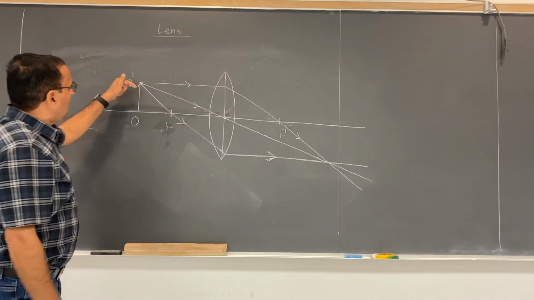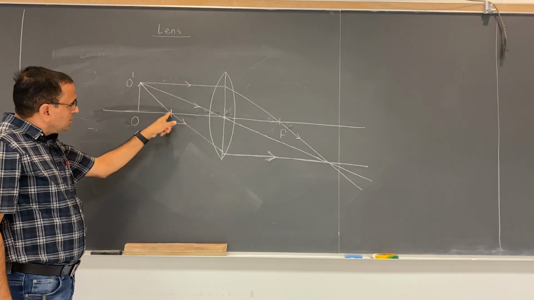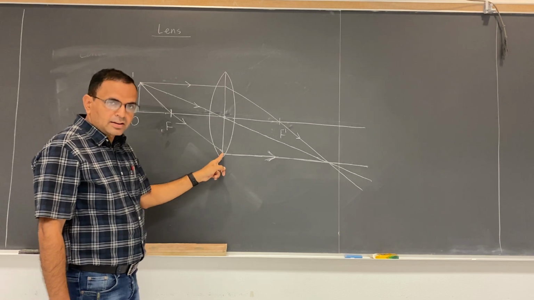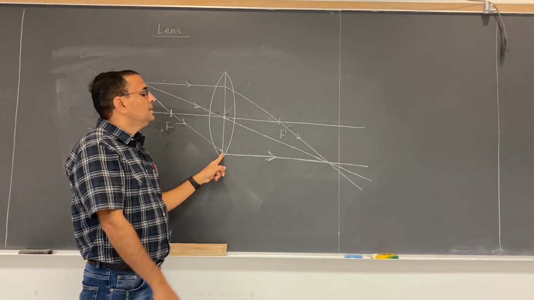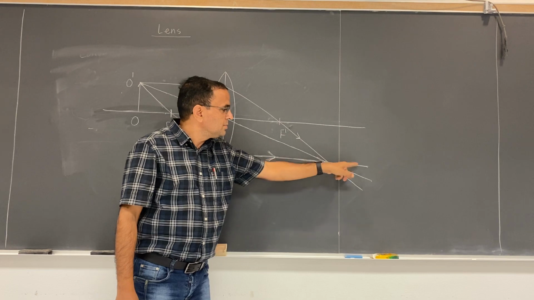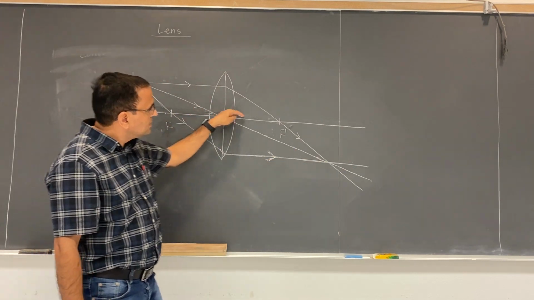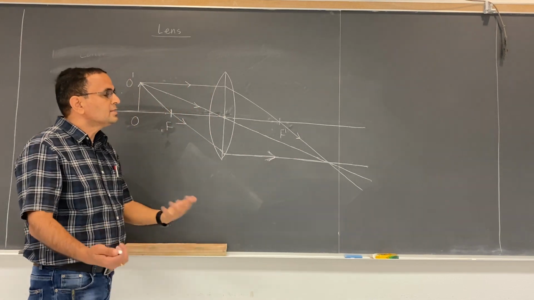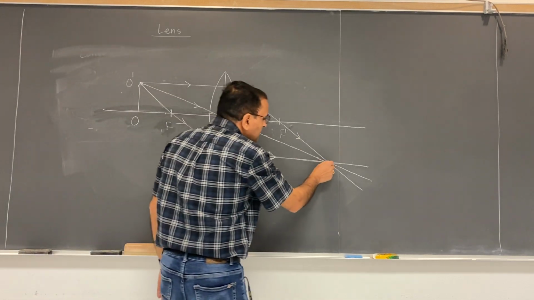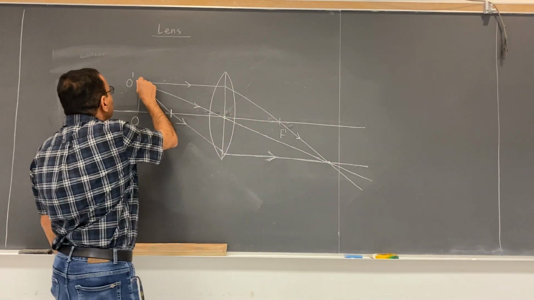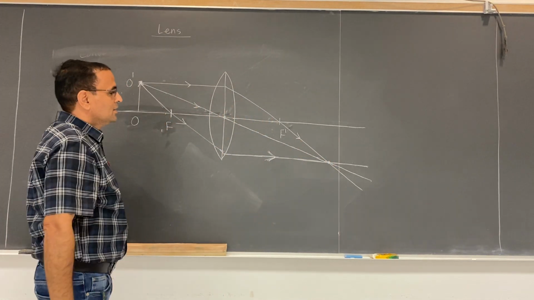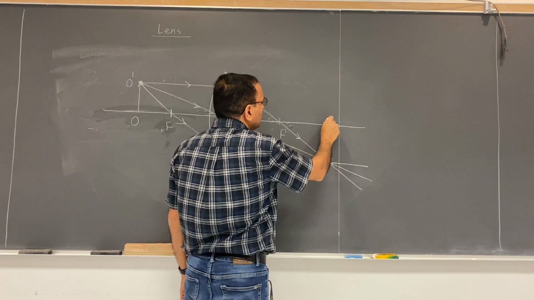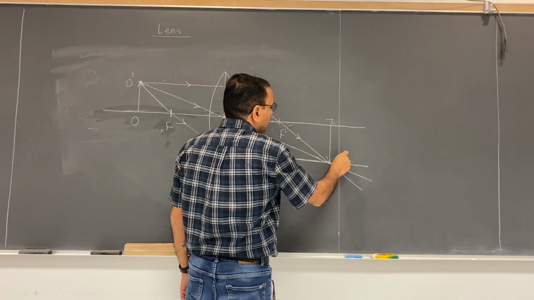So what happened? I take the ray from here passing through the focal point, and after refraction, or after passing through the lens, it is parallel to the principal axis. This is the principal axis, and this ray is parallel to it. Now where is the image? This point is the image of this point. So you can draw like this. This is the image. You can write I prime.